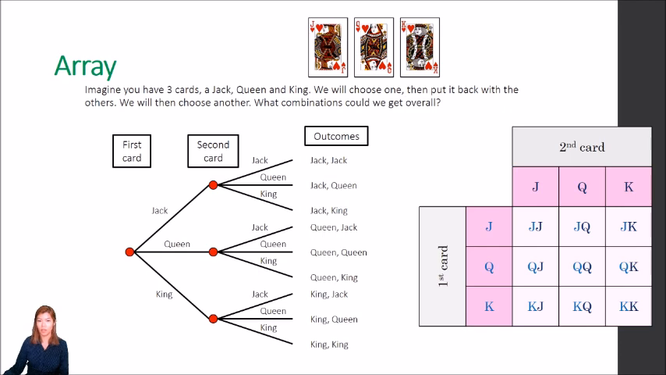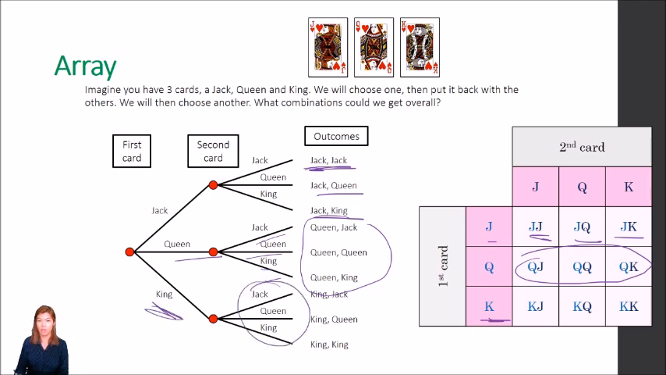So I've color coordinated to help you see that this is the first card that relates to this one here. And then we have Jack, Jack, we have Jack, Queen, we have Jack, King, and then therefore the next 3, which comes from Queen, and these 3 options are here, and then that King, the first card, is here, and then my second cards, these 3, give me those outcomes.